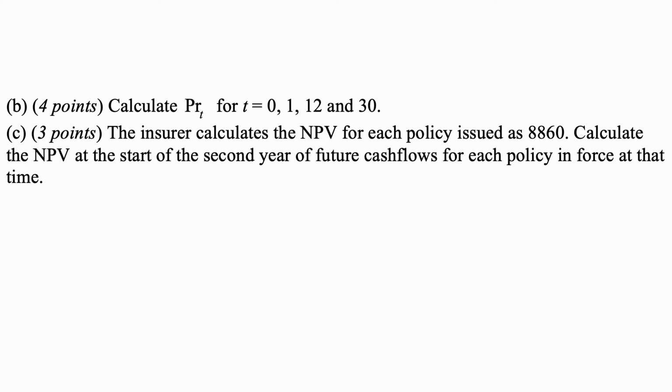Part C. The insurer calculates the net present value for each policy issued as $8,860. Calculate the net present value at the start of the second year of future cash flows for each policy in force at that time.